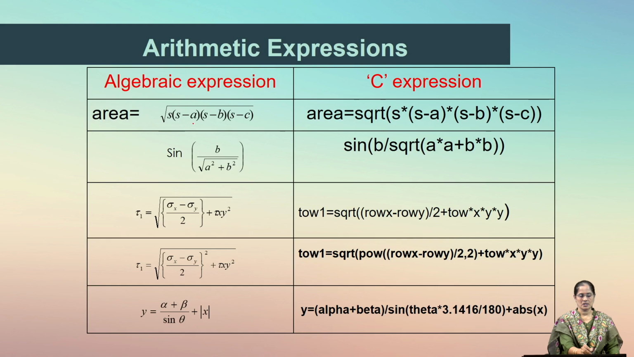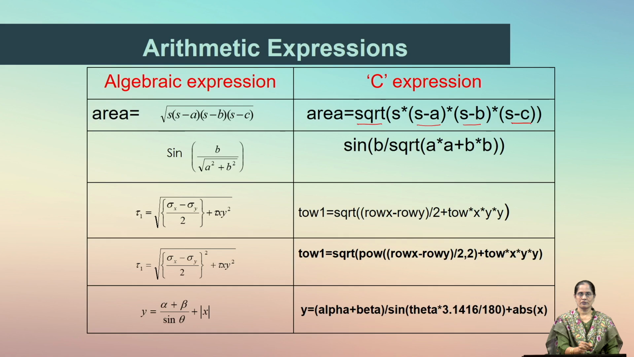And we will see more advanced expressions. Area equal to square root of S into S minus A into S minus B into S minus C has to be written as a C expression using SQRT. Area equal to SQRT, where SQRT is a function to evaluate the square root. SQRT of S asterisk, and as we have already seen, this must be enclosed within parenthesis, so S minus A asterisk S minus B asterisk S minus C.